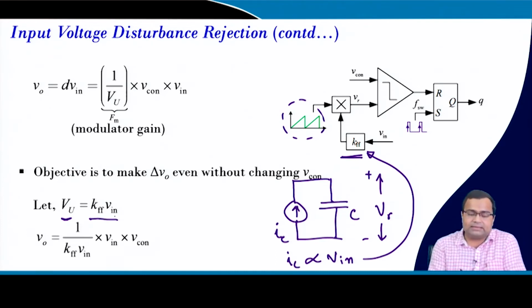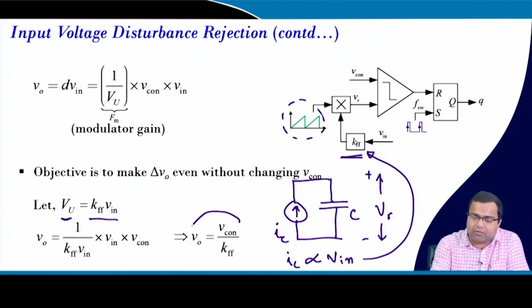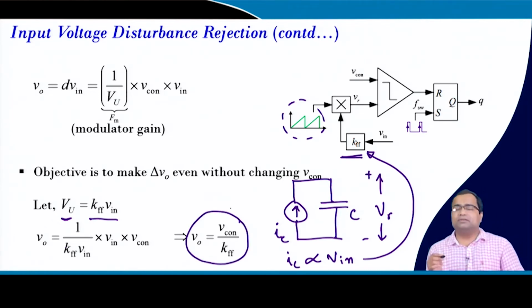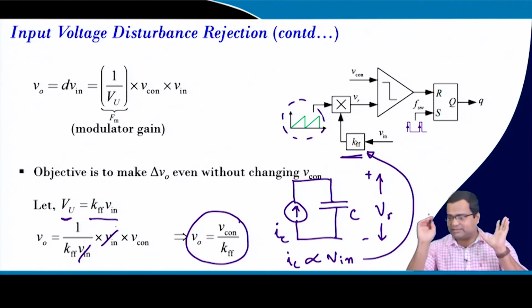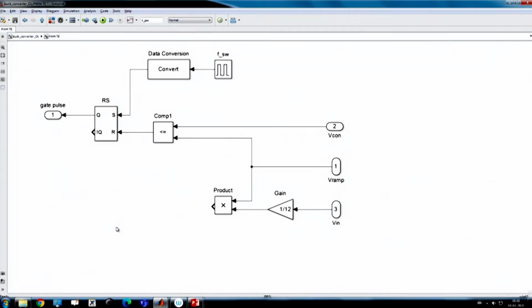If you replace it, your V0 will be this, and if you write it out, your V0 now is independent of the input voltage term, because these two terms get cancelled. That means if we add a feed forward action, mathematically it can be shown that it can reject the disturbance. Now we want to see whether it actually happens or not. So again, let us go back to the simulation.